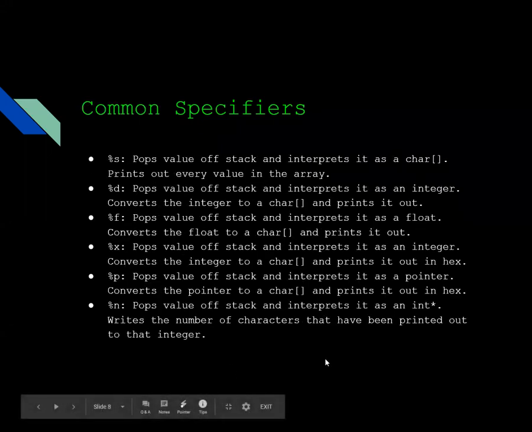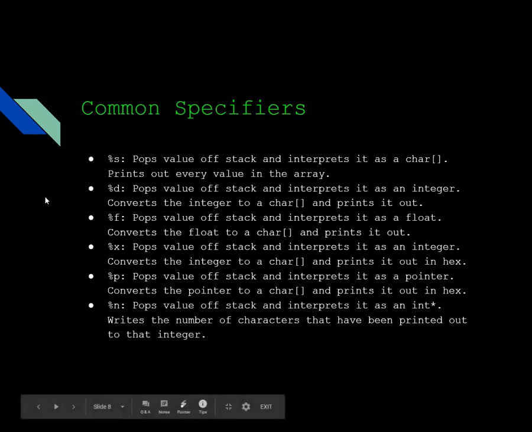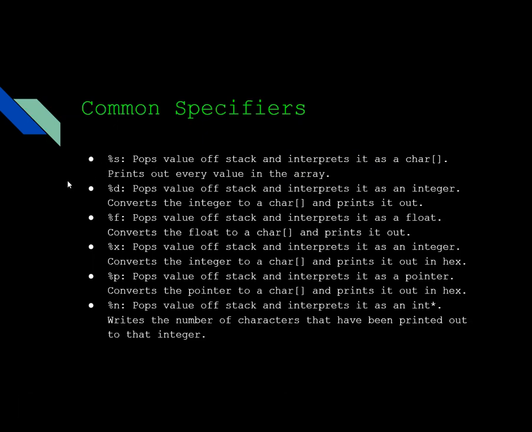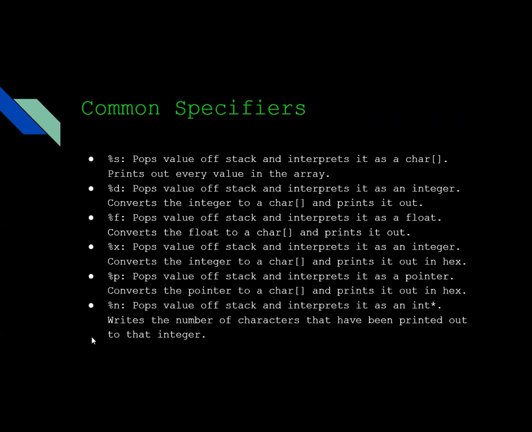These right here are some of the most common format specifiers that you see. You probably already know about most of these. %s will pop the value off of the stack and interpret it as a character array. And then it's going to print off every value in that array until it sees a string terminator. %d and %f will interpret them as numbers. %x will also interpret the value on the stack as a number, but it's going to print out that number in hex. %p and %n are the most important. These two are basically what allows us to do the format string vulnerability.